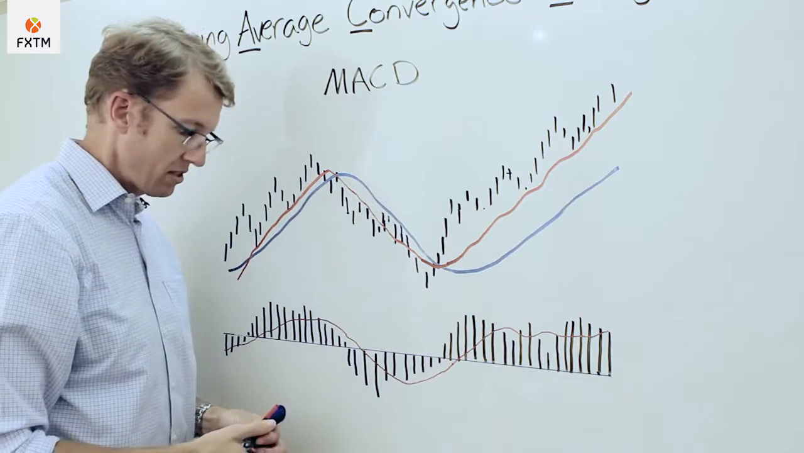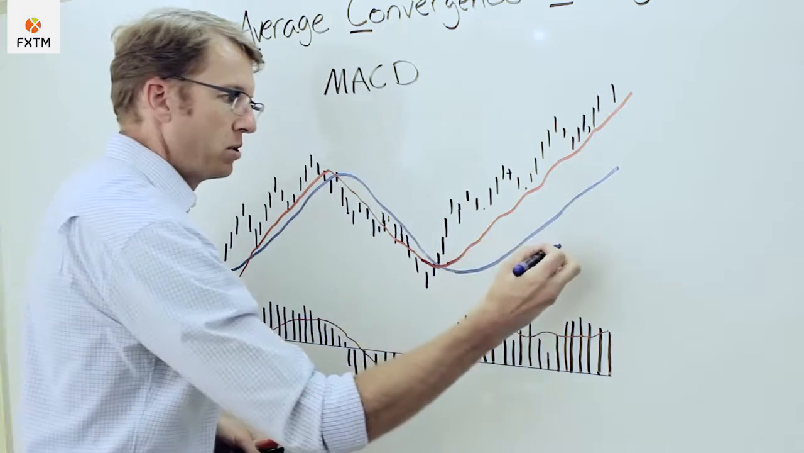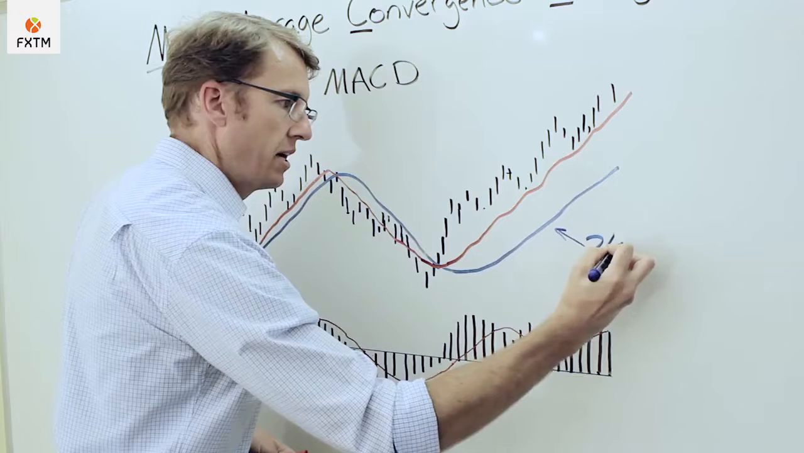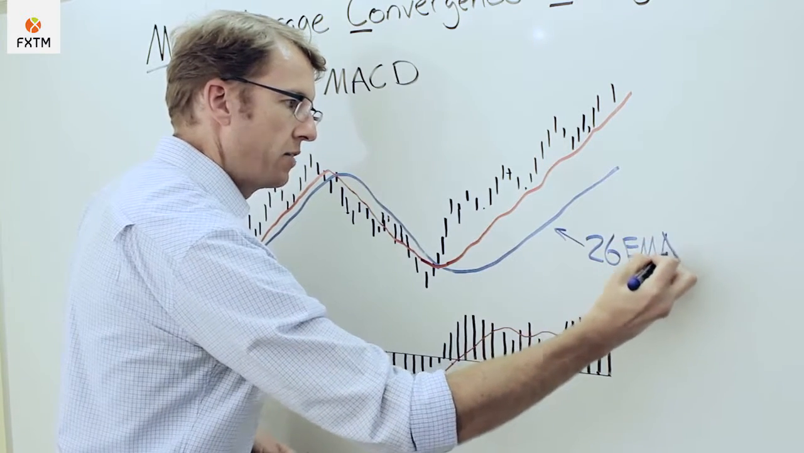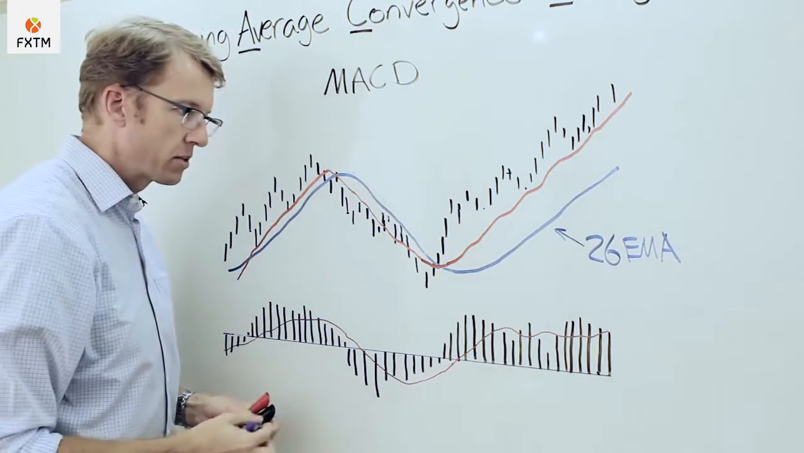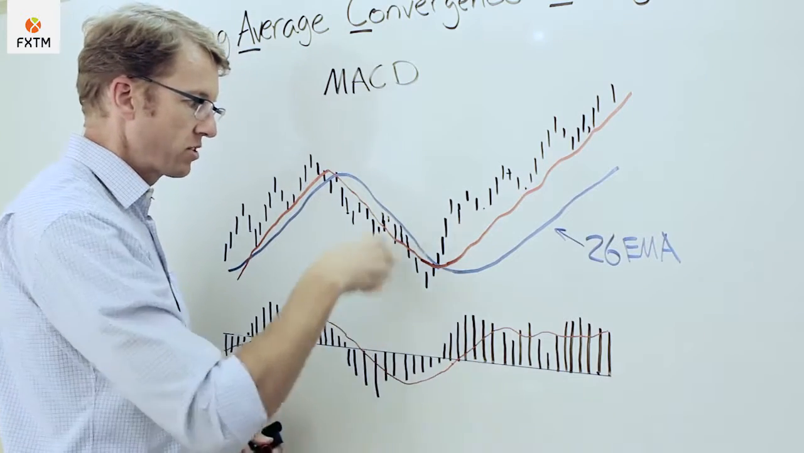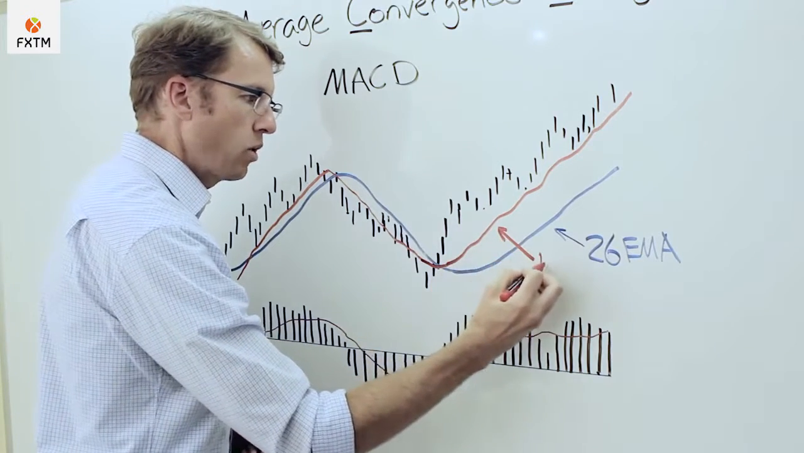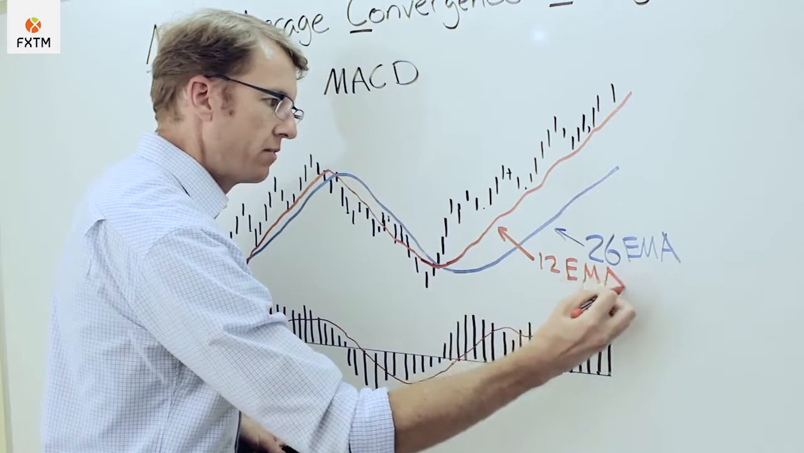The first one is a slow period moving average, so I'm going to identify it as the blue line here, which is a 26 period exponential moving average. The second moving average that we're evaluating as part of the MACD is faster. As you can see here, it's crisscrossing the slower one, and that's the 12 period exponential moving average.